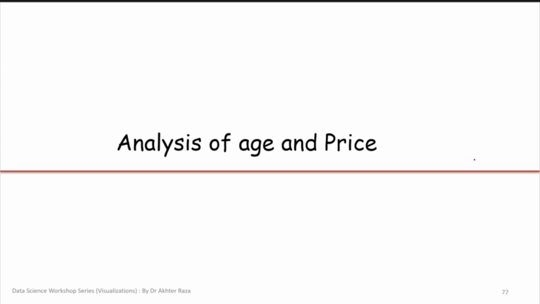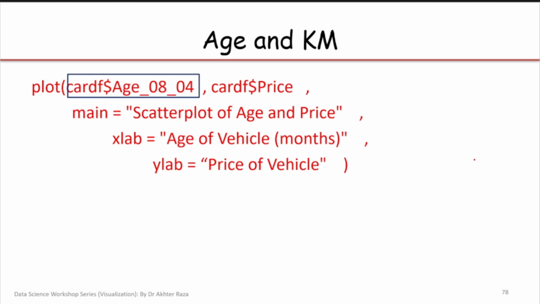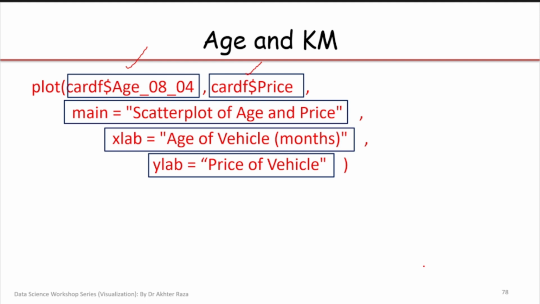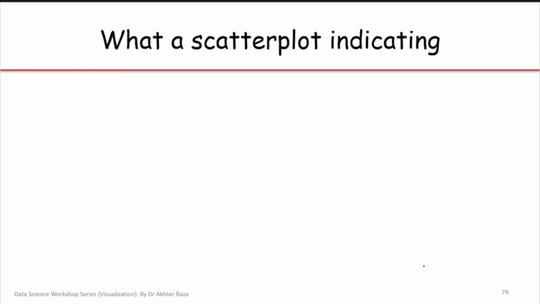Analysis of age and price. If we want to analyze two variables at a time, one variable is age, the other variable is price, the plot command can do that. Plot command of age, comma price. These are the two variables. One is a scaled variable, the other is also a scaled variable. Main means the main heading or title of the graph, then the X label and the Y label. And the output is shown on the next slide.